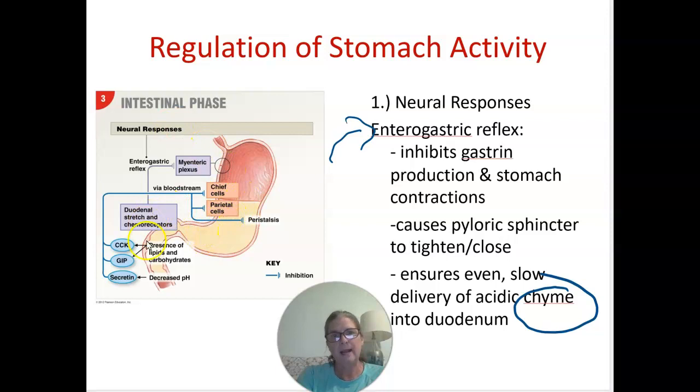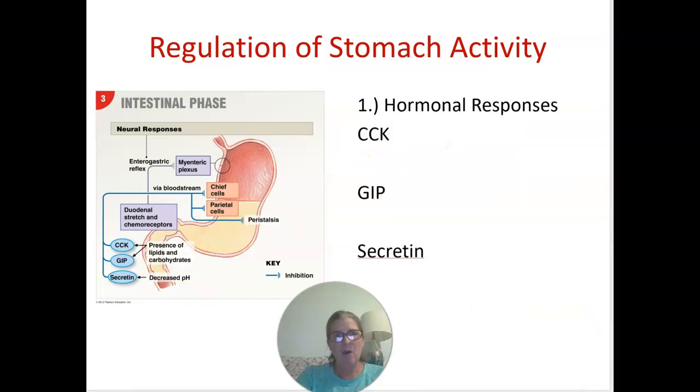So the acidic chyme enters the duodenum and triggers the enterogastric reflex. And then this also triggers the release of hormones. There are 3 hormones that are released. Again, the stimulus for release is chyme entering the duodenum. That's the stimulus for the release of these 3 hormones.